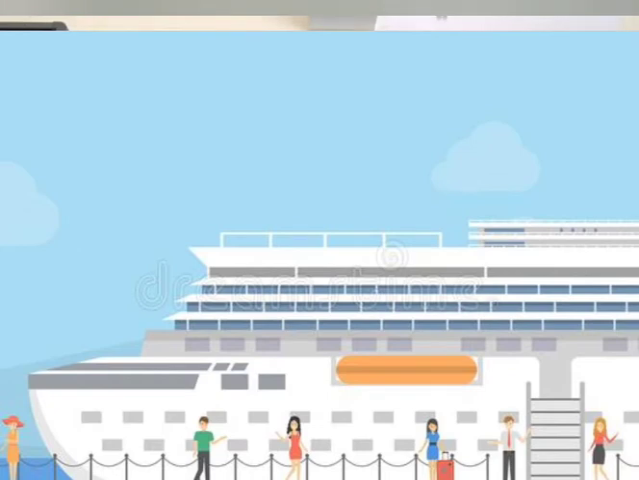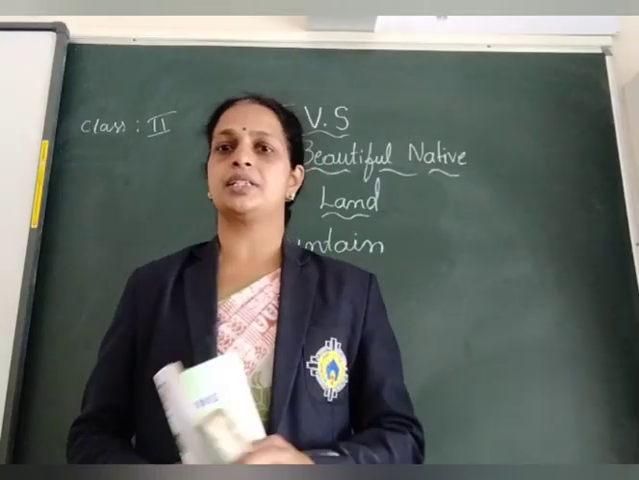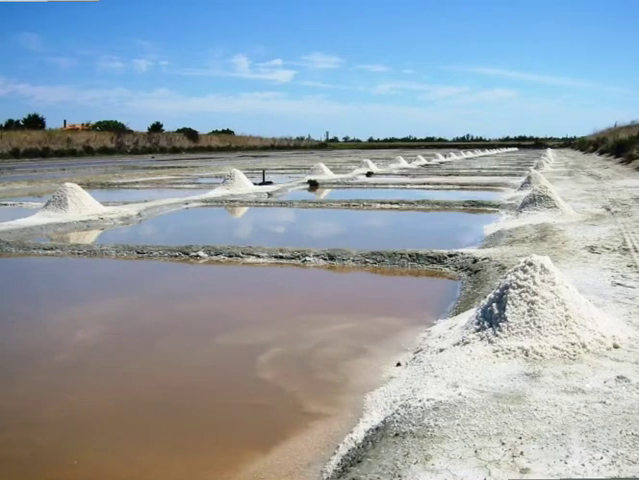Ships sail on ocean. We can travel from one country to other through ships. Goods also can be transported from one country to other through ships. Children, do you know from where you will get salt? Yes, it is from ocean water.